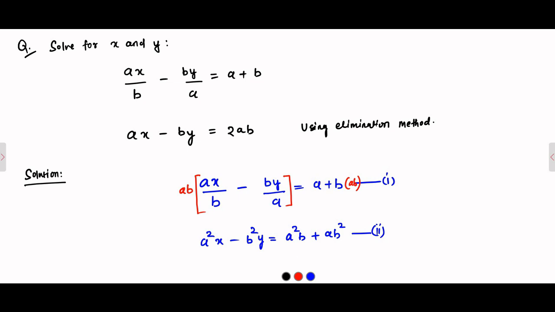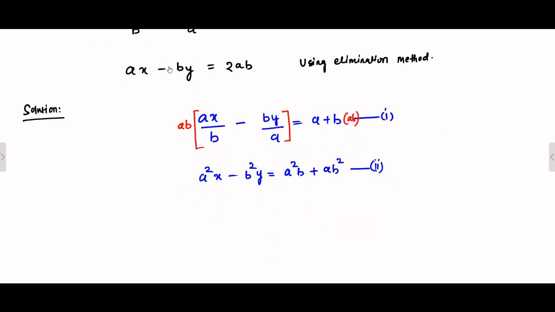Then the second equation, which is given in the question, which is the third equation here, is ax - by = 2ab.